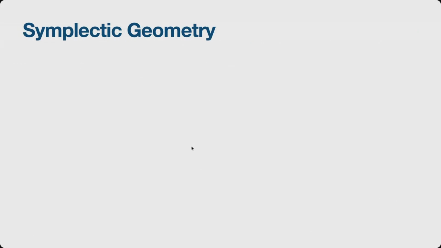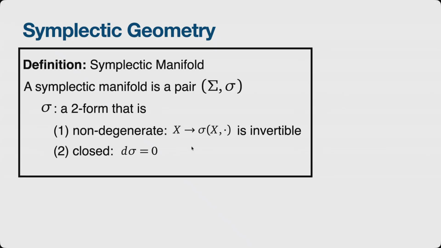Let's make everything that I just said a little bit more formal. Let's formally define the symplectic manifold. We say a manifold is a symplectic manifold if it's a pair, capital sigma with little sigma, where the capital sigma is a manifold, and the little sigma is a two-form. A two-form is something that takes in two vectors and spits out a number. You can think about it as some sort of area measurement.